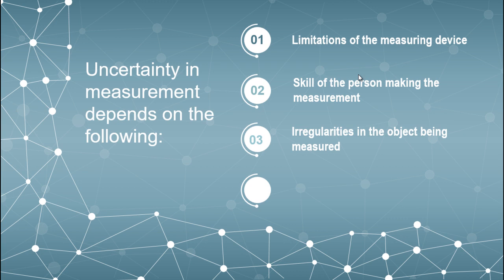So that causes uncertainty to the measurement being taken. And lastly, we have the condition of the environment. So the condition of the environment refers to the external factors that are out of our control. For example, weather.